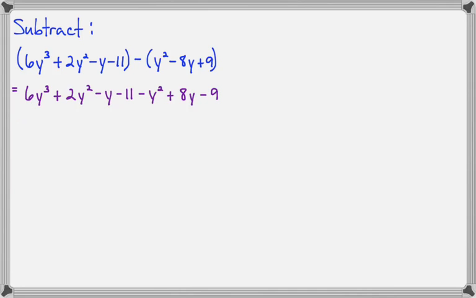I have a 6y cubed, and I have 2y squared minus 1y squared. That gives us plus 1y squared. I have negative y plus 8y. That gives us plus 7y. And I have negative 11 minus 9. That gives us minus 20.